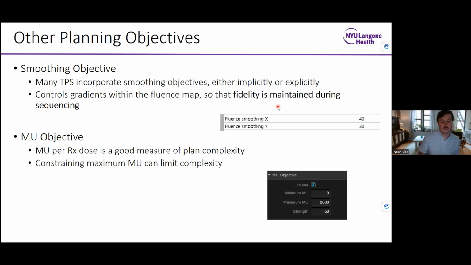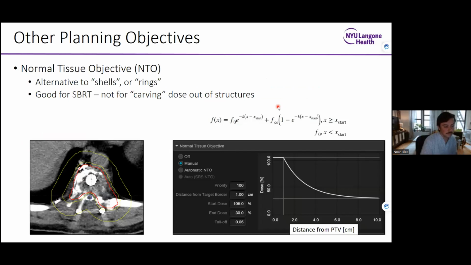So if you were, for example, creating a bunch of treatment plans that are insanely modulated and they look great in the treatment planning system, and then you go to do QA and you find that they're failing every time, you might consider adding a maximum MU objective to limit the complexity of the treatment plans so that you can actually deliver them.